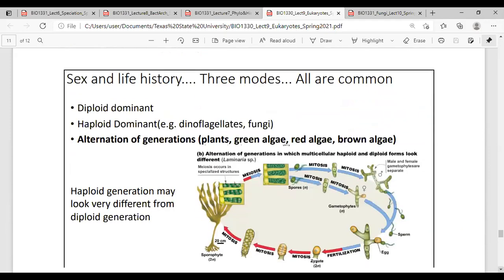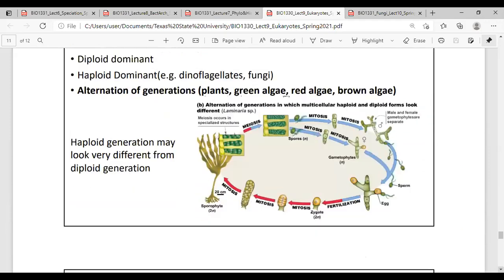In this set, the alternation of the multicellular haploid and diploid forms, the sporophyte looks different than the gametophyte. So you have the sporophyte here, making its little spores. It sends them out. They undergo mitosis. You have your male and female again, but they don't look anything like the parent generation. But we're still going through the same alternation of generations. So we have one generation that's diploid dominant, one generation that's haploid dominant, the next generation is diploid, and so it just alternates between the two.